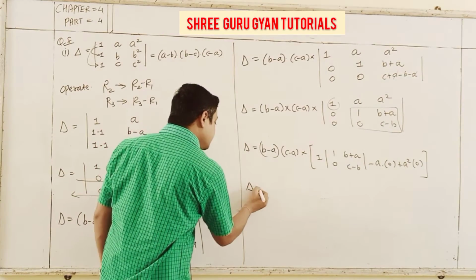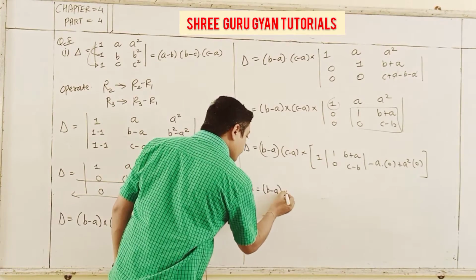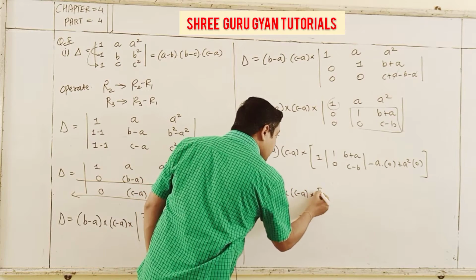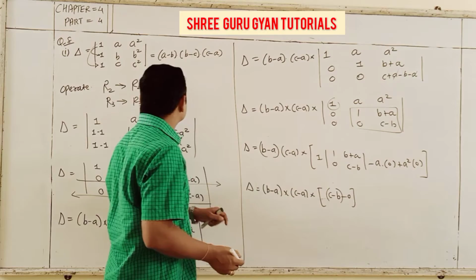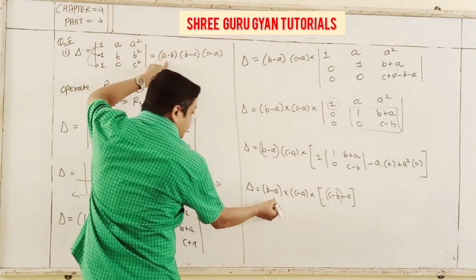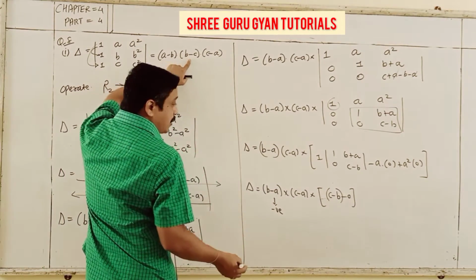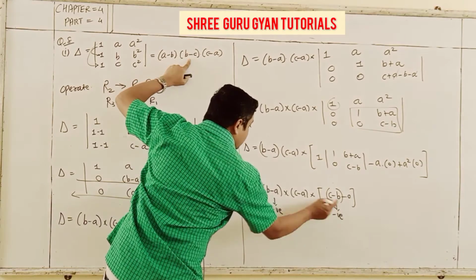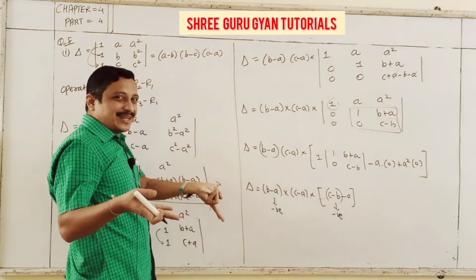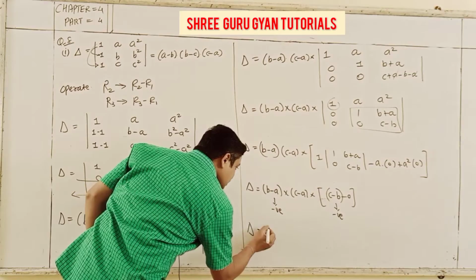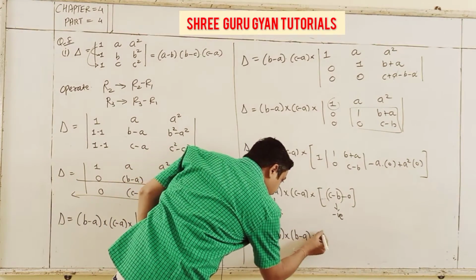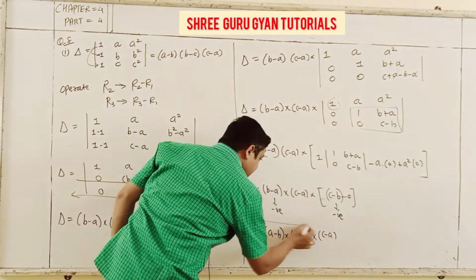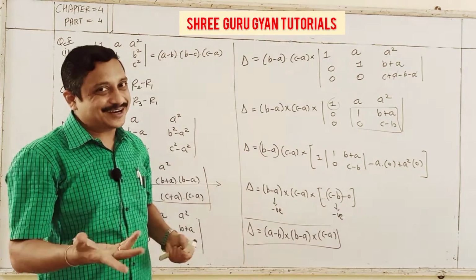So del is coming there, b minus a, c minus a, it will be c minus b minus 0. And now check your answers. I want a minus b, taking minus common, b minus c, taking minus common, c minus a; as it is two minus signs, it is positive. So my answer is b minus a, c minus b, and c minus a.